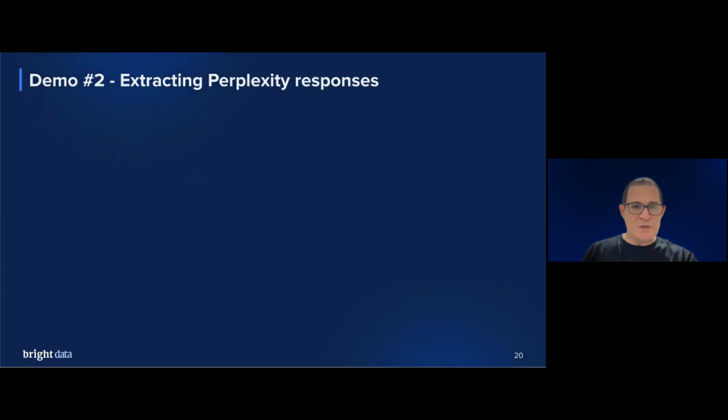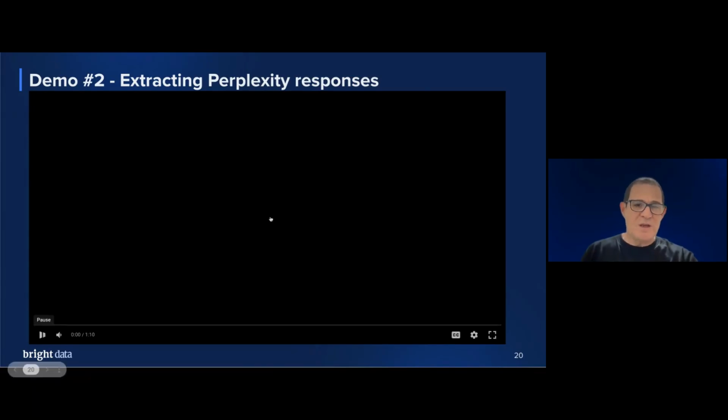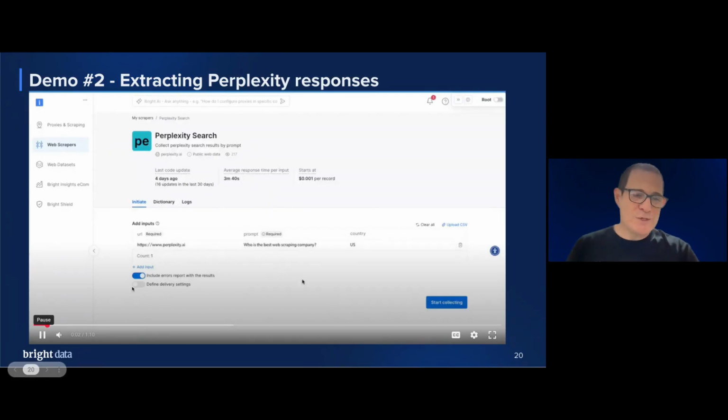So let's do a demo. Going back to this triangle that I was talking about, let's see how Bright Data looks on Perplexity. What you're seeing on the screen here is the user interface for the Perplexity web scraper API from Bright Data. If you are doing this at scale, you're not going to be using this. You're going to be using an API, but for this demo, it's okay to use the user interface. And you can see here what we're going to do is go to perplexity.ai, and we're going to be putting in a query, a general query.